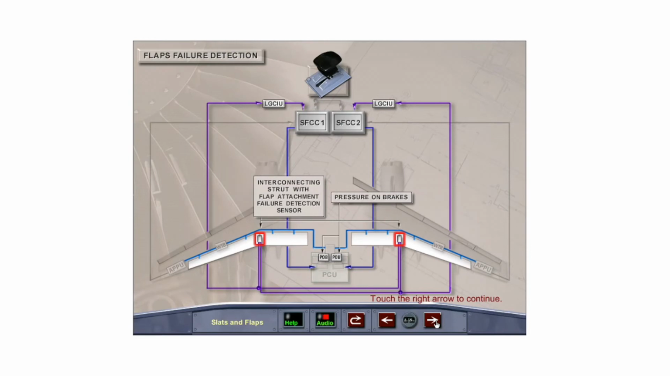There is an interconnecting strut with flap attachment failure detection sensors between the inboard and outboard flaps. If a position difference is sensed, a signal is sent to one of the landing gear control interface units, or LGCIUs, and the movement of the flaps is stopped by the pressure on brakes.